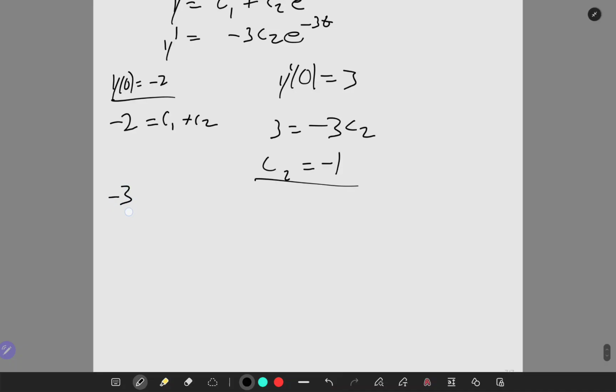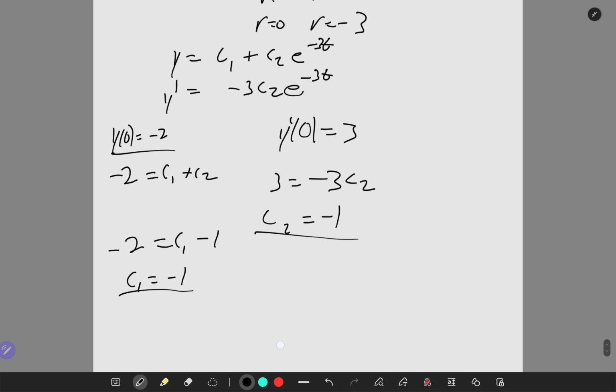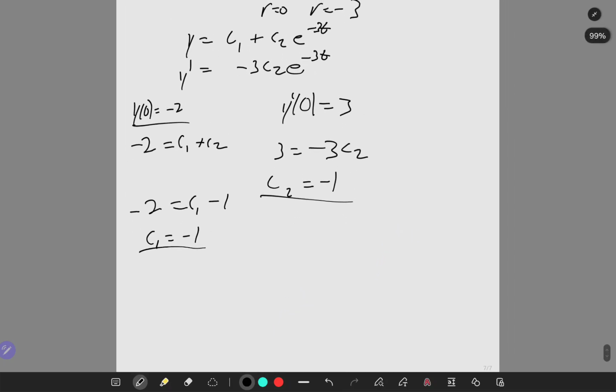So then we can do substitution very easily for this one. This is C1 minus 1. So then C1 is equal to negative 1. So they're both equal to negative 1, it looks like. So now let's plug in. Our general solution is up there. Let me mark this. So then we just plug this back in. C1 is -1, C2 is -1. You can get rid of that. So then this is our general solution.